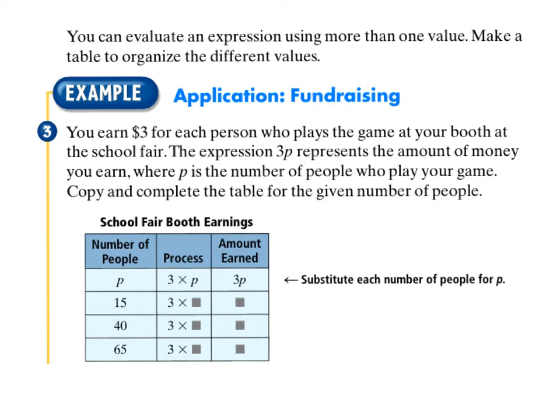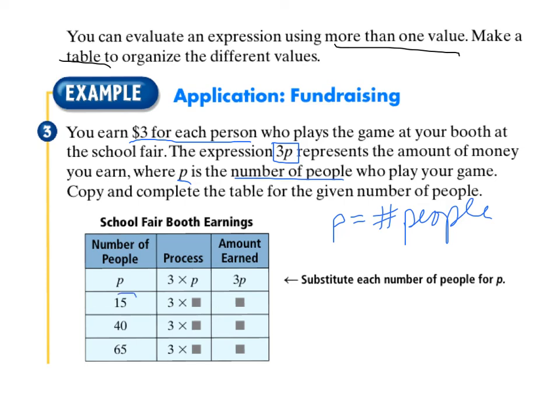Now, you can evaluate an expression using more than one variable. So you can make a table to organize the different values. So let's look at another example. Say you earn $3 for each person who plays a game at your booth at the school fair. The expression 3p represents the amount of money you earn, where p is the number of people who play your game. So p equals the number of people who play.